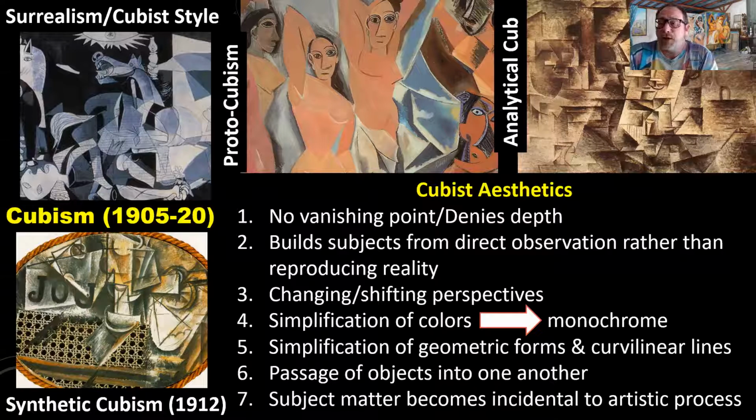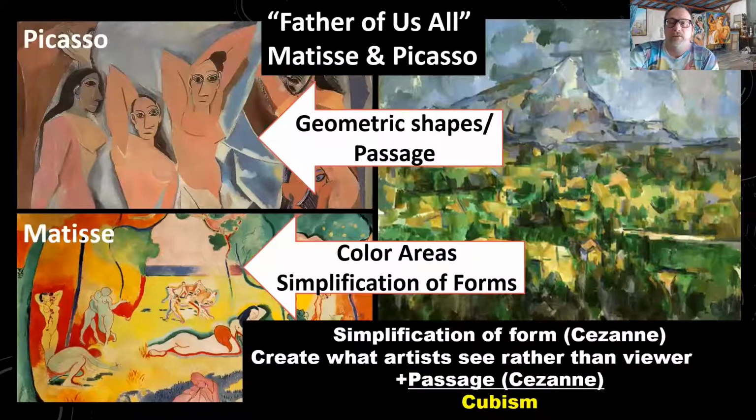And finally, if you break down the form this much, the subject matter is not going to matter. The subject matter becomes much more incidental to the artistic practice. And as such, they're going to borrow the ideas, as we mentioned before. It's the same slide as before now, that we've gone through Cézanne a little bit, talking about the geometric shapes and the passage of forms blending together versus the Matisse areas.